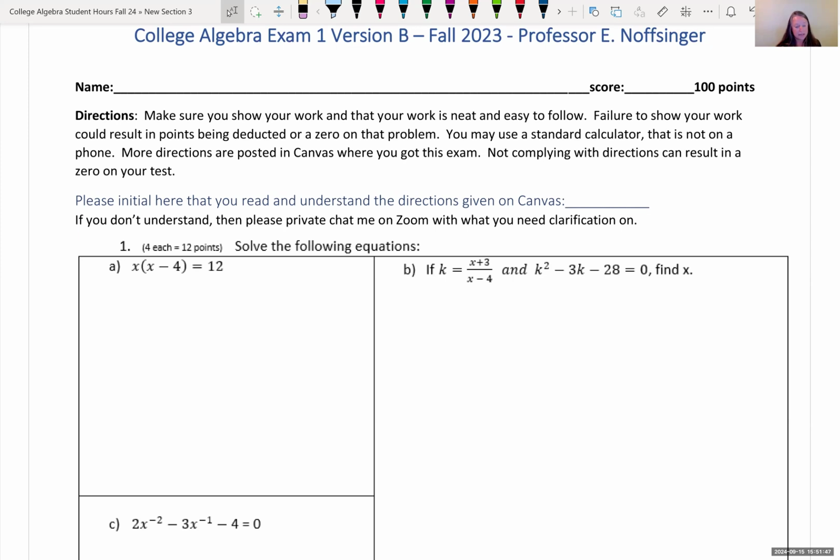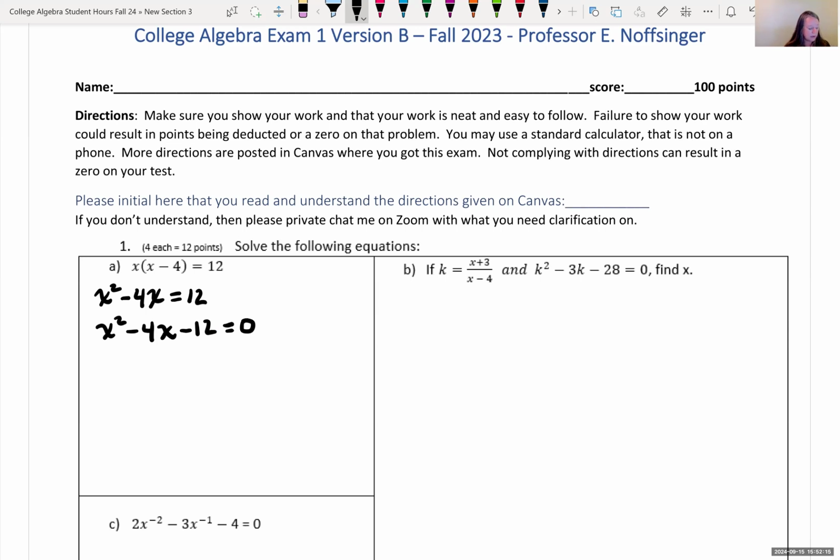And so solving this, I need to first distribute my x. Distributing x, I have x times x is x squared. X times negative 4 gives me minus 4x. This is equal to 12. I notice this is a quadratic equation, and one way I can solve this is setting it equal to 0. So let's subtract 12 on both sides.